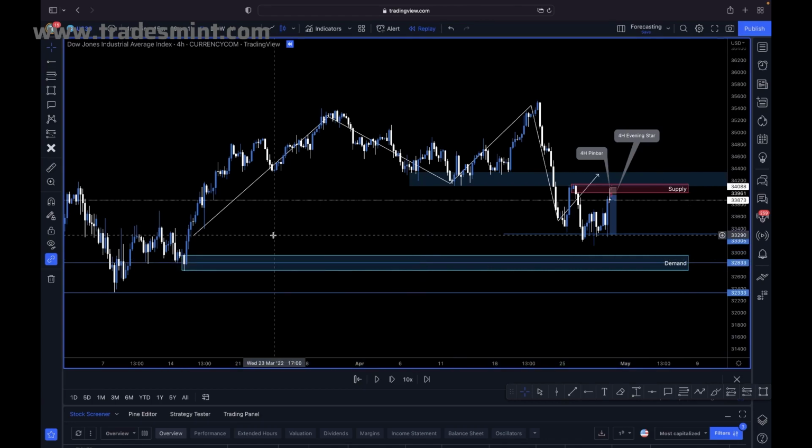I'll put my TPs based on zone. So this is a zone. See, look how the market reacts over here, right? So that's a zone. That's my first TP. Second TP is at the next zone, which is here, which happens to be a demand as well, right?